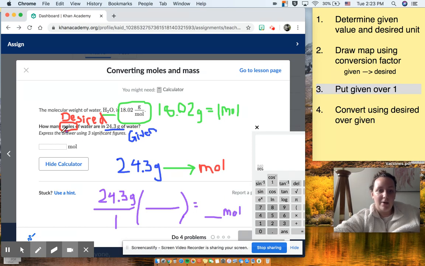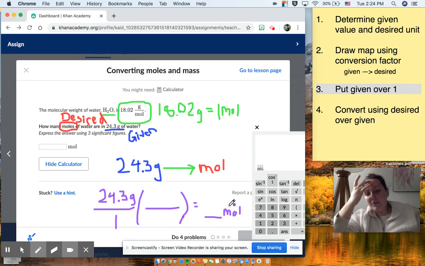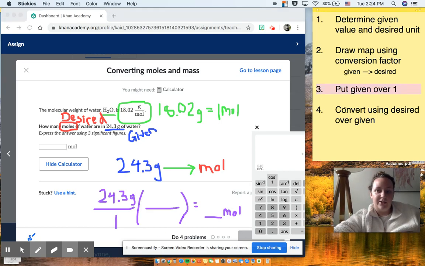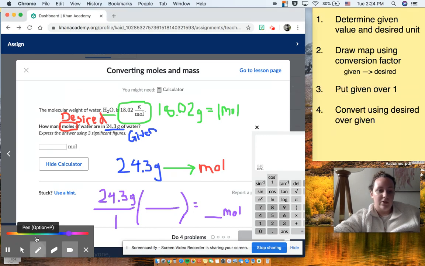I'm being asked how many moles of water are in 24.3 grams of water. So I'm starting with 24.3 grams of water. I'm going to set up my conversion factor in here, and I'm ultimately going to figure out how many moles of water that is. Okay? So now it's just a matter of setting up my conversion factor. And remember, we always do desired unit over given unit.